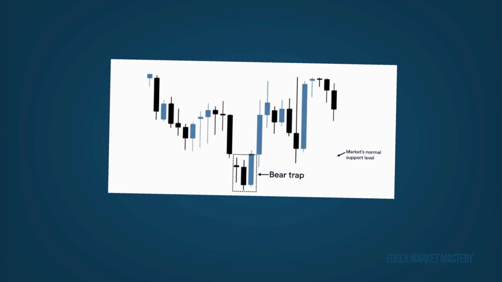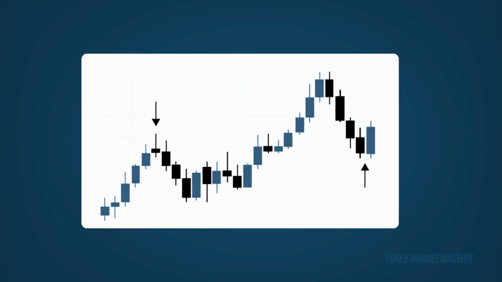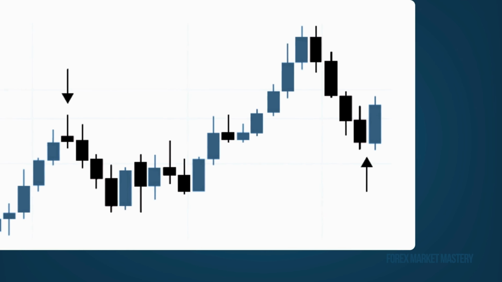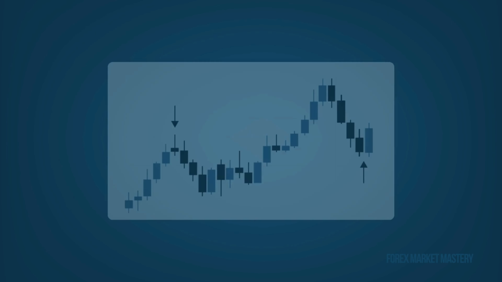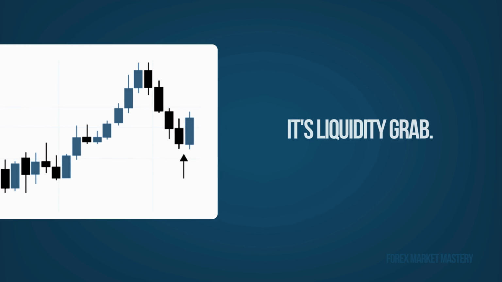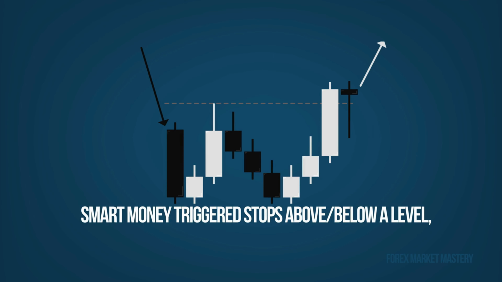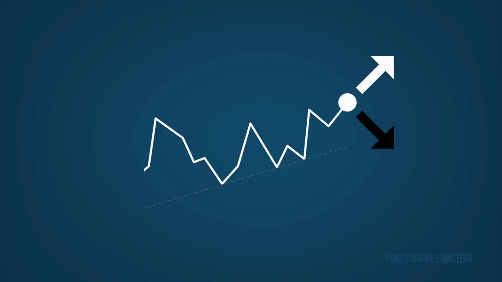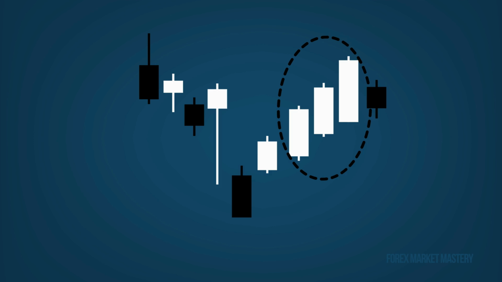Second, false breakouts and wick-throughs. Sometimes you'll see a candle break a key level with its wick, but close back inside. This is a false breakout or stop hunt. It's a liquidity grab. Smart money triggered stops above or below a level, then pushed price the other way. These create some of the best trading opportunities.